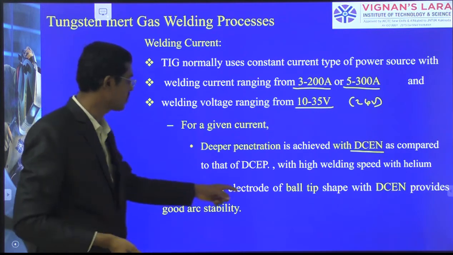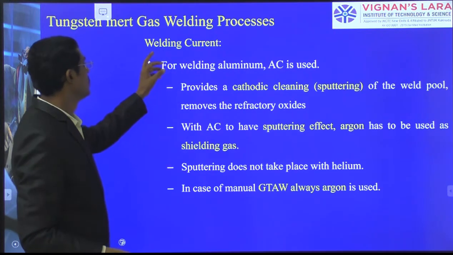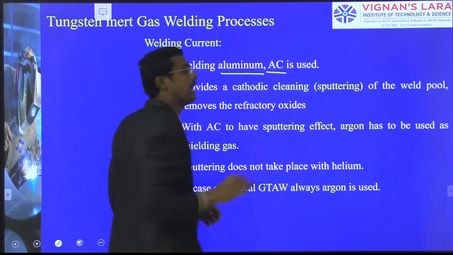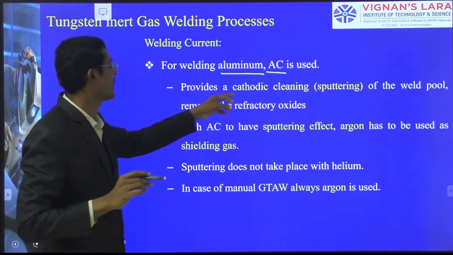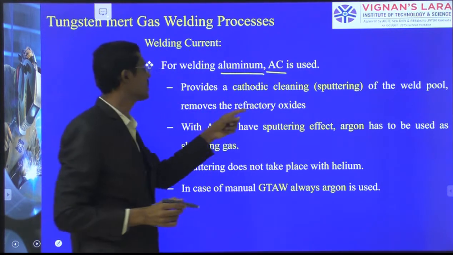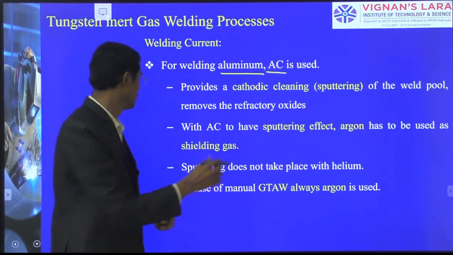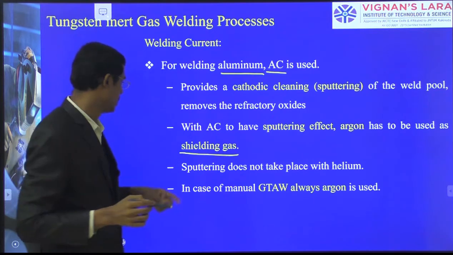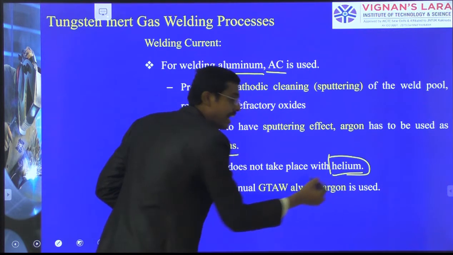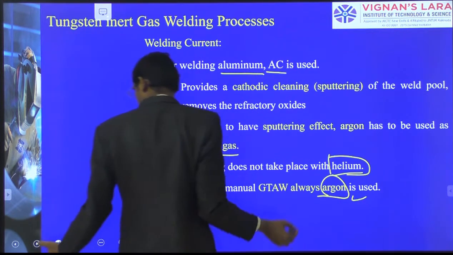So that is how a pure tungsten electrode with a ball tip shape and direct current electrode negative provides good arc stability. For welding of aluminum, what are we using? I am reminding you, welding of aluminum takes place with alternating current. It provides cathode cleaning also, which we name sputtering of the weld pool. It removes the refractory oxides. With alternating current to have sputtering effects, argon has to be used as a shielding gas mixture. Sputtering does not take place with helium, so helium can also be used instead of argon. In case of manual GTAW, always argon is used.